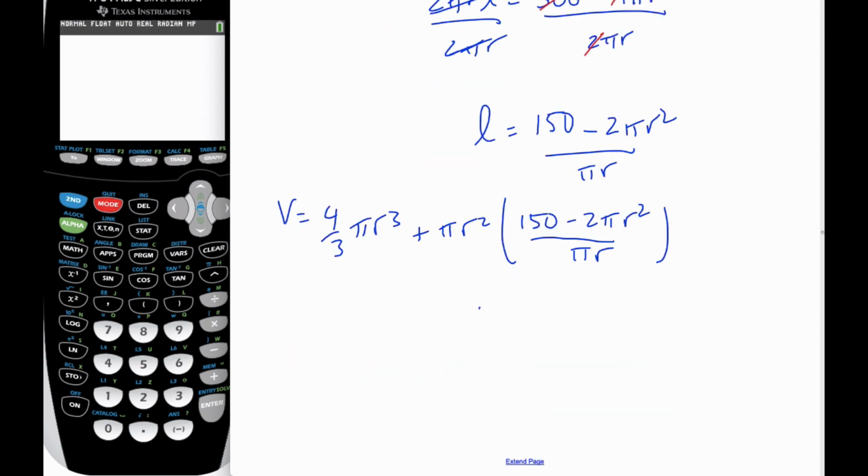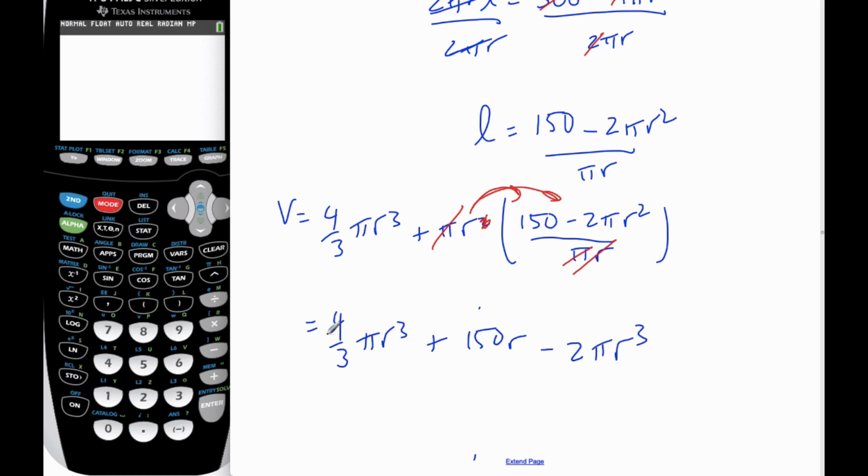Now we have to simplify this. If we consider what we can cancel here, I can cancel out a pi here and here. I can cancel this r with one of those r's. And now I can distribute the r into here. And so I'm left with 4/3 pi r cubed plus 150r minus 2 pi r cubed.